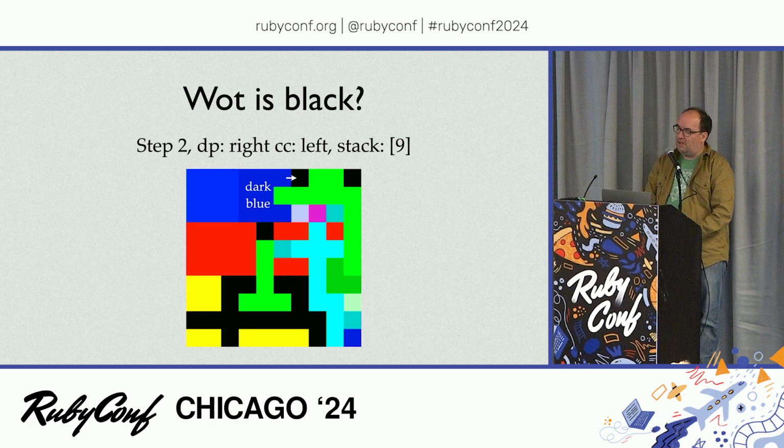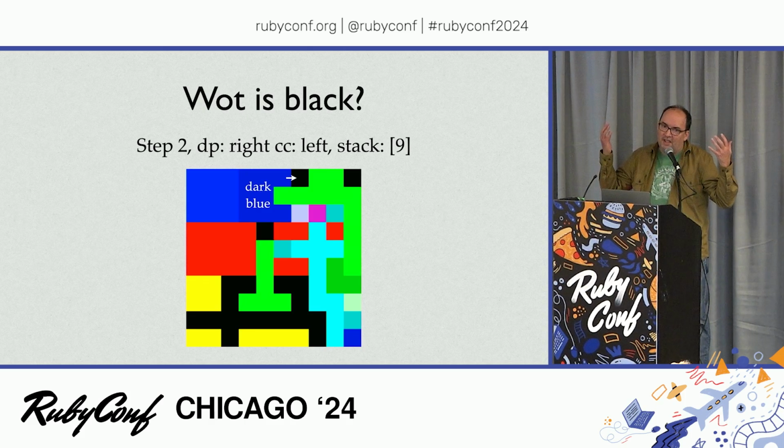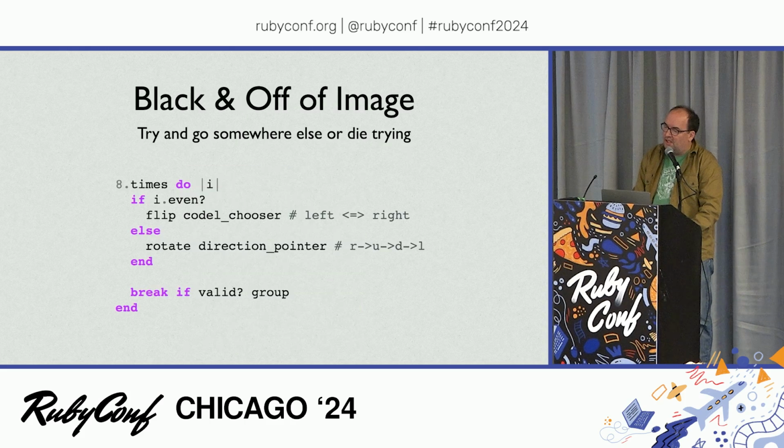Okay, so now at step 2, we run into black. It's not one of the 6 colors. It's an impassable color. In fact, if you actually exit off the side of the image, it's equivalent to running into black. So you can just kind of pretend all Piet programs are just lined with a black border. And so when this happens, you do this algorithm.